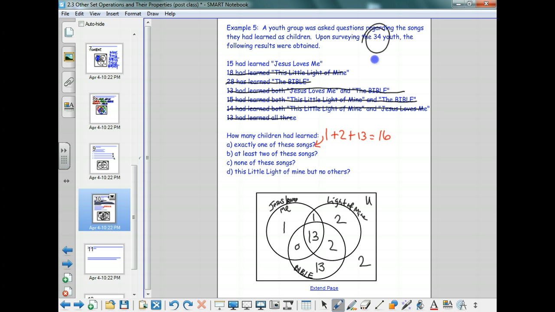How many had learned at least 2? What does at least 2 mean? 2 or more, which means in this case they would have learned 2 or 3. All right, so where is that in my picture? This sort of can actually have 4 pieces of overlap, right? So the overlapping spots here, I've got the 1 right here, the 0, the 13, and the 2. So 1, 0, 13, and 2 gives me a total of 16. Happens to be the same number as before.